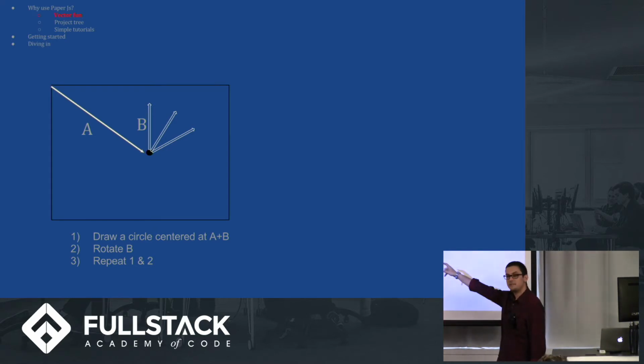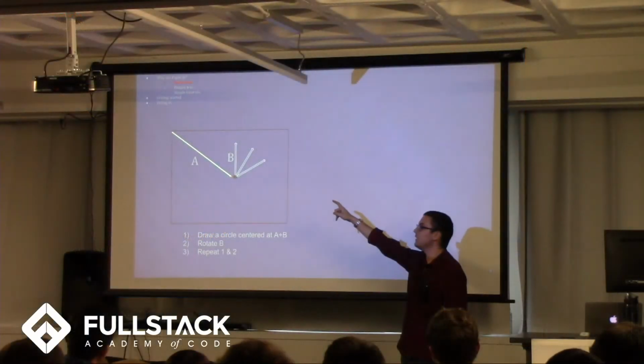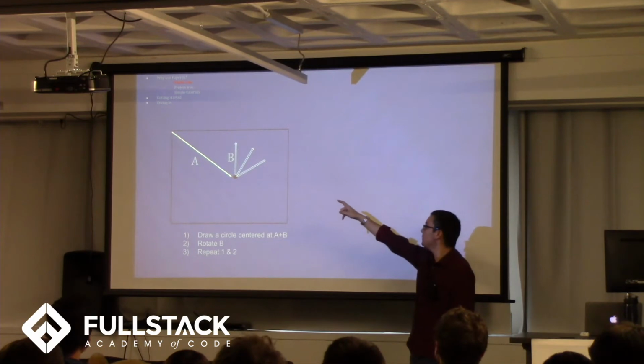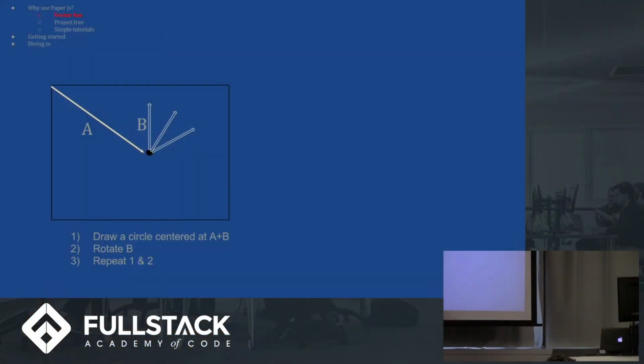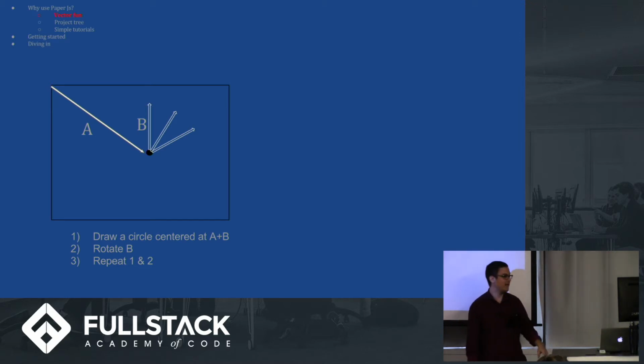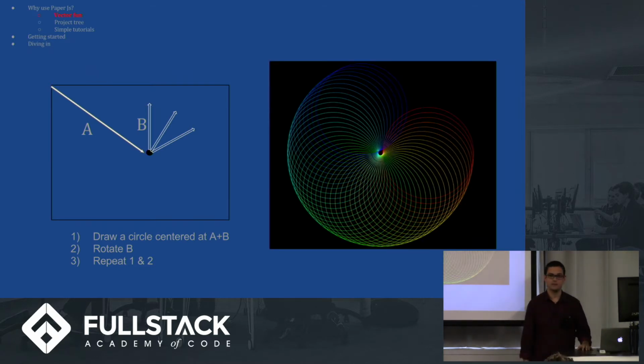There's our canvas over there, that black rectangle. And the point 0, 0 is up in the top left. We give ourselves a vector A, pointing to our center here. And if we follow this pseudocode here, if we draw a circle at A plus B, rotate B, draw another circle, and keep going over and over again, we can get a pattern looking like that.